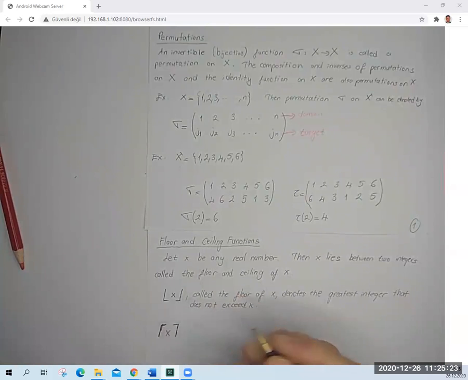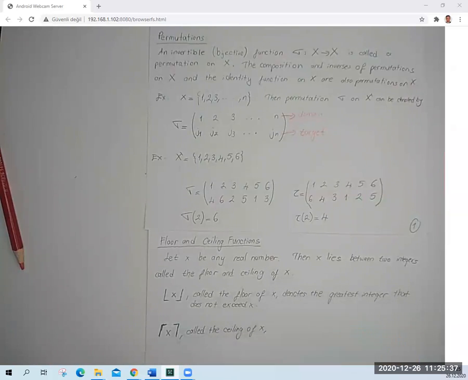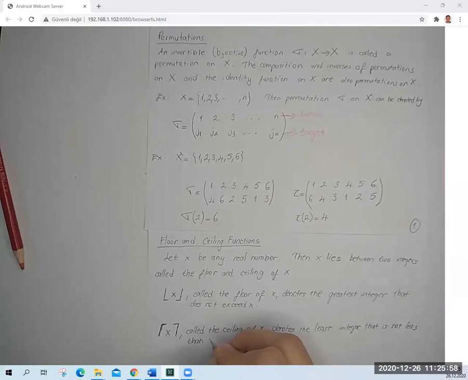And if we represent x in that symbol, showing the top side of x, it means the ceiling. So this is called the ceiling of x, right? And denotes the least integer that is not less than x. Okay, example, some example.